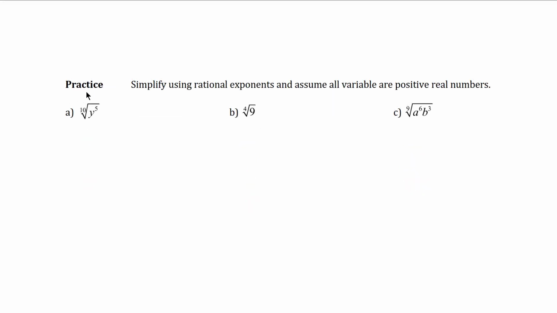Next, we have a practice problem. Simplify using rational exponents and assume all variables are positive real numbers. For part A, we have the 10th root of y to the 5th power. For part B, we have the 4th root of 9. For part C, we have the 9th root of a to the 6th power b cubed. Alright, so go ahead and pause the video, simplify each problem using rational exponents, and then check back with the video to see the answers.